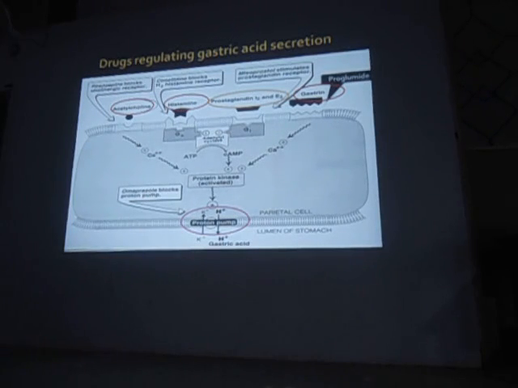Anti-muscarinic drugs can act there, and we can see that our omeprazole, the proton pump inhibitor, is blocking the final phase, that is our proton pump. We also have drugs such as misoprostol, which can act on the prostaglandin receptors, and they are analogs. So that means the prostaglandin levels are increased, and we have this gastrin blocker also, that is proglumide.